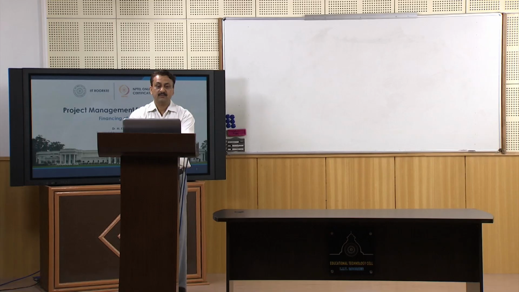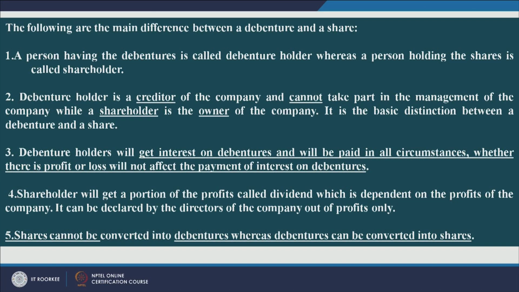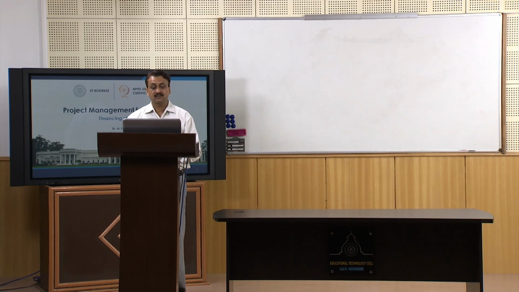There are a couple of differences between debentures and shares. Shares cannot be converted into debentures, while debentures can be converted into shares. This is the important difference. A person having debentures would be called a debenture holder, otherwise if he has shares he would be called a shareholder. A debenture holder is a creditor of the company and cannot take part in management, while a shareholder is an owner, has voting rights, and may actively participate in the affairs of the firm.